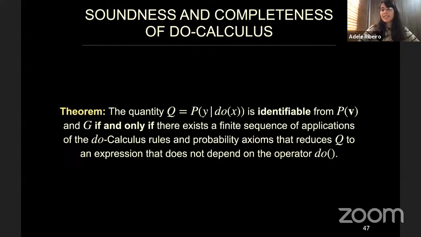If there is no sequence of applications of the do calculus to reduce the expression to a do-free expression, it means that your current knowledge encoded in the causal graph is not enough. It's impossible, just using the knowledge that you have now, to actually infer the causal effect. You need to improve your causal model.